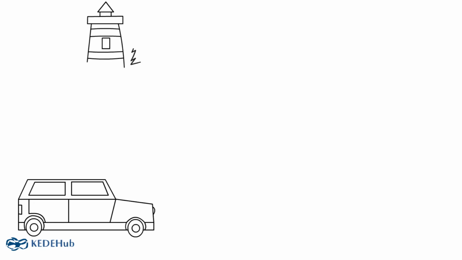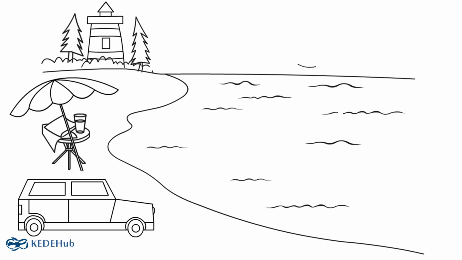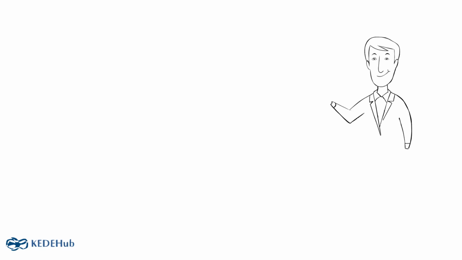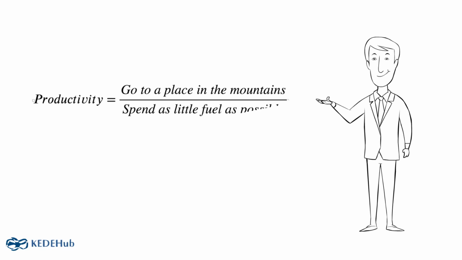Say we are going on a short vacation with friends and family. Our desired outcome is to go to a place in the mountains and enjoy recreational activities. So in the productivity formula the numerator would be our desired outcome. What would we have in the denominator? We shall travel by car so it is useful and very practical to spend as little fuel as possible. The less fuel consumed the more efficient our trip would be.